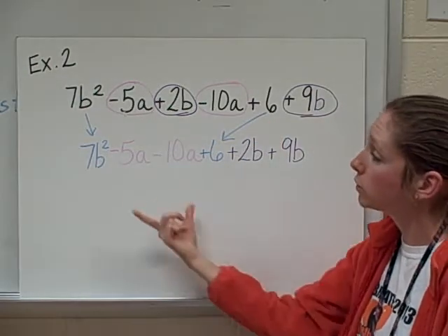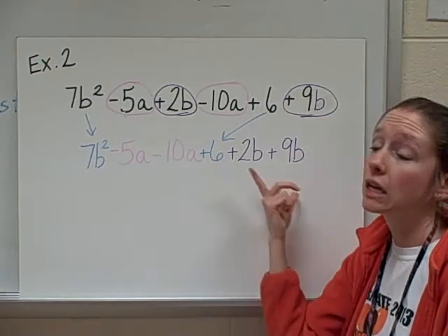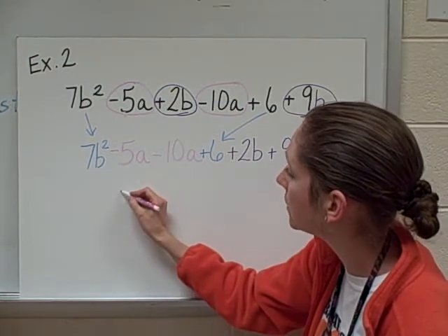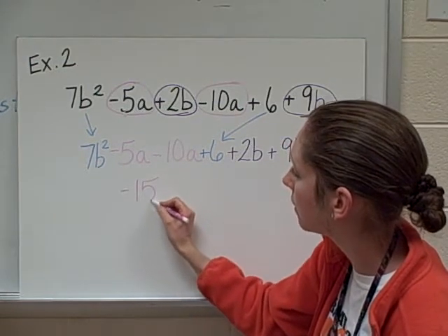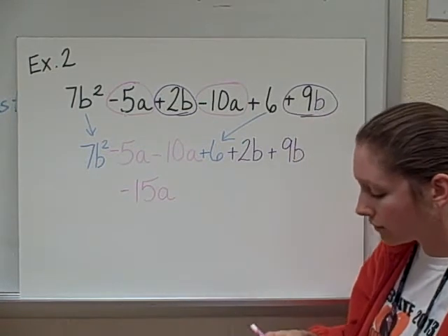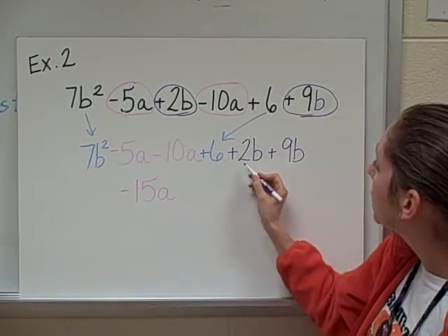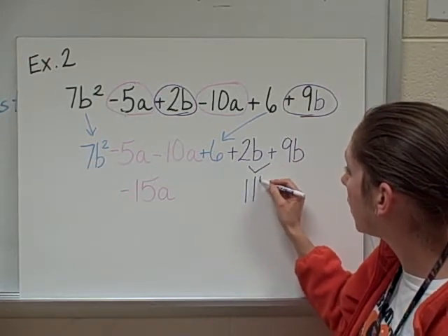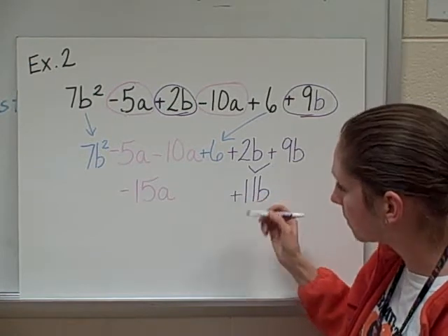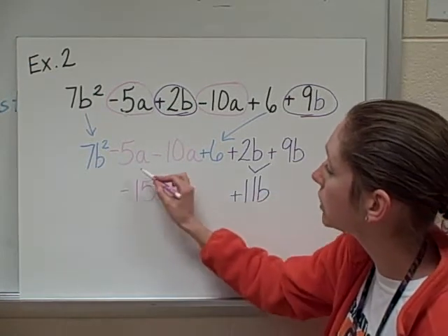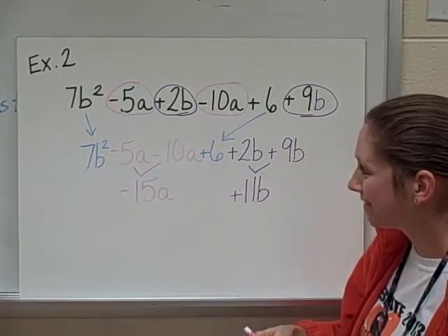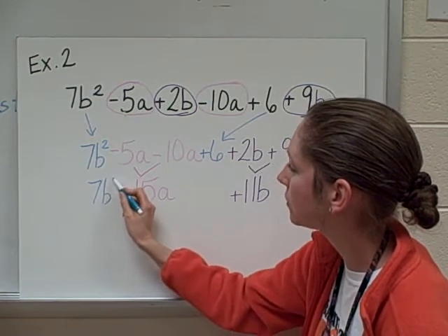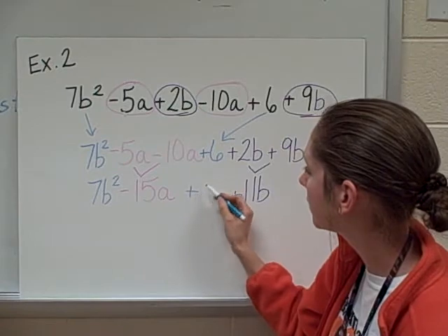All right, for the collecting like terms, what I have in pink and purple, I can collect those two. So let's go ahead and do that. Negative 5a minus 10a is negative 15a. And over here on the purple, plus 2b plus 9b is 11b, positive 11b. Okay. All right, now the other terms are just going to come down. Okay, in blue, so 7b squared plus 6.